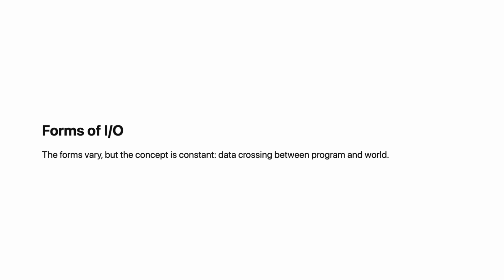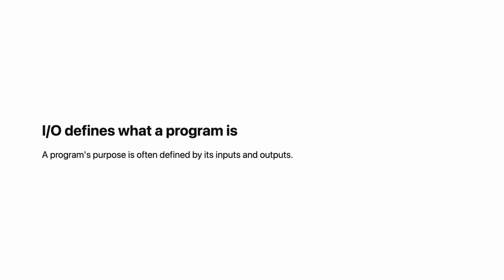Here is an important insight. Input and output often define what a program is for. A calculator takes numbers and operations as input. It produces results as output. That is what makes it a calculator. A text editor takes keystrokes and commands as input. It produces a saved document as output. That is what makes it a text editor. A weather app takes location and sensor data as input. It produces forecasts and displays as output. That is what makes it a weather app. The internal transformations are important, but from the outside, what matters is what goes in and what comes out.